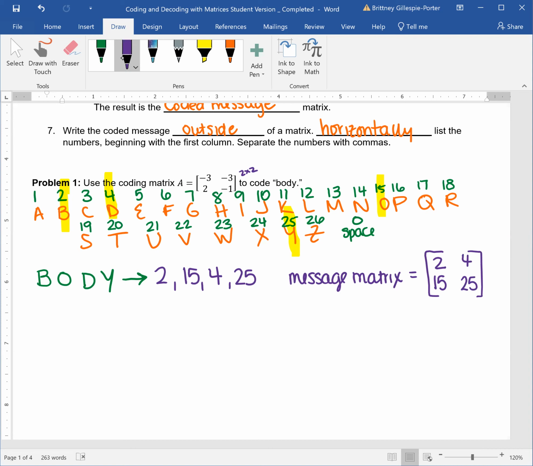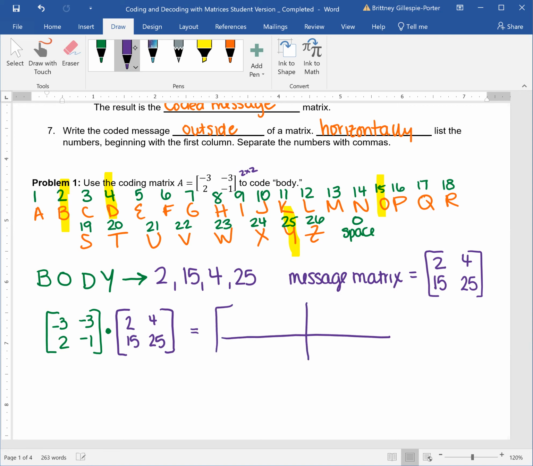After we have both our coding matrix and our message matrix, we need to multiply them together. We're going to take our coding matrix, which was A, the -3, -3, 2, -1, which we said was a 2 by 2. And we are going to multiply it by our message matrix, which was 2, 4, 15, 25, which was also a 2 by 2. Okay. So if we are multiplying a 2 by 2 by a 2 by 2, we're going to wind up with a 2 by 2.